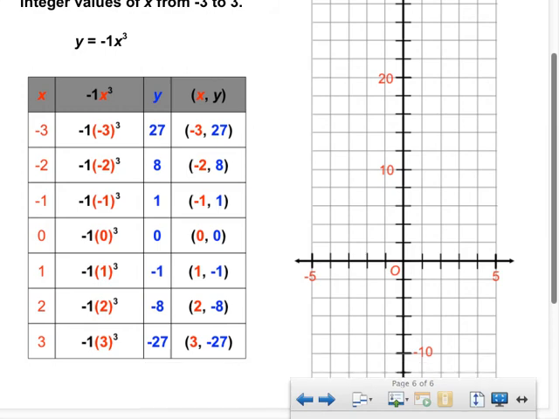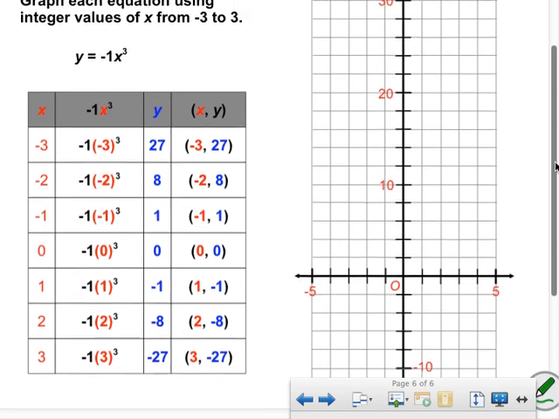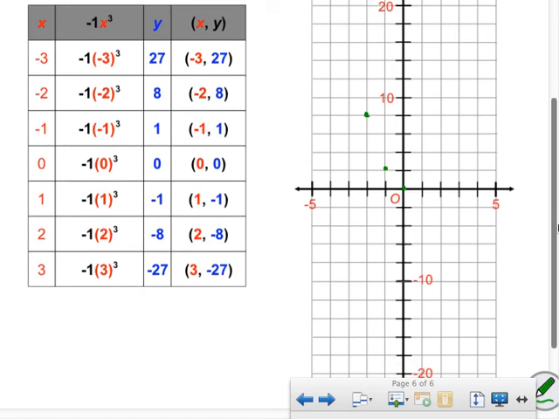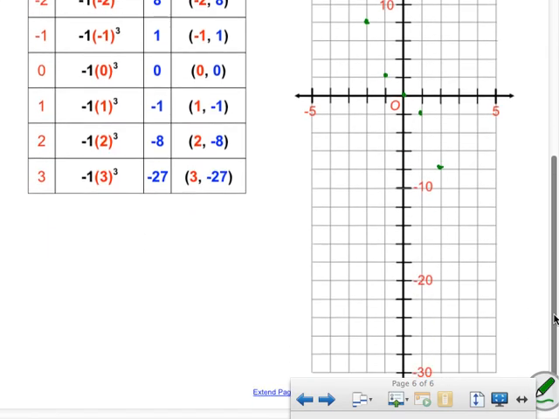And if you notice, what's going to happen here is something different. So at negative 3, I'm at 27. Negative 3, and then this is 6. Okay. And then at negative 2, I'm at 8. At negative 1, I'm at 1. And then I'm at 0. And then look what happens. At 1, I'm at negative 1. At 2, I'm at negative 8. And at 3, I'm at negative 27. Very messed up line.